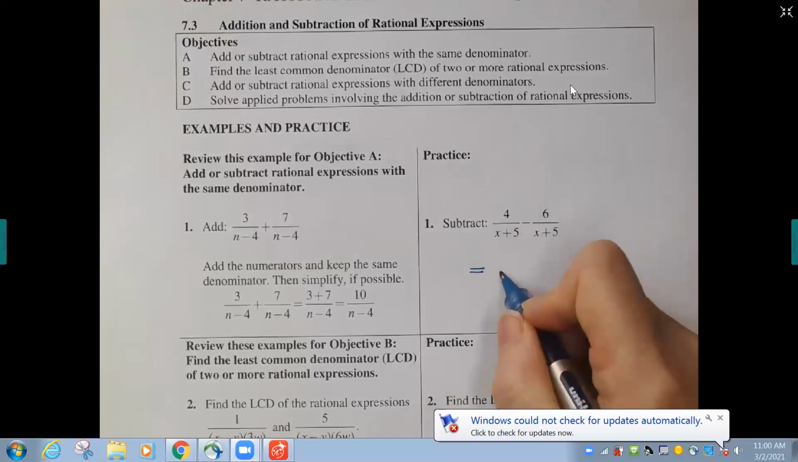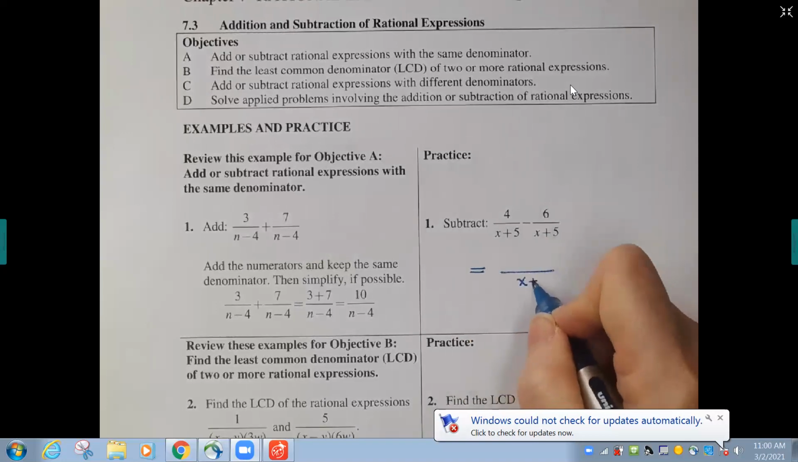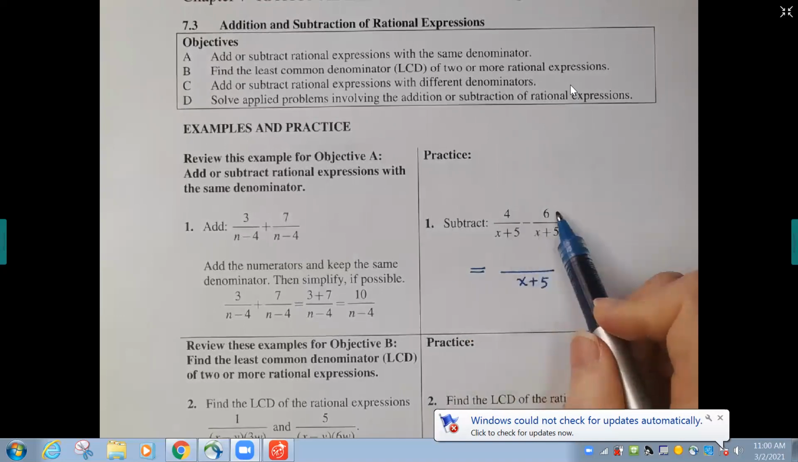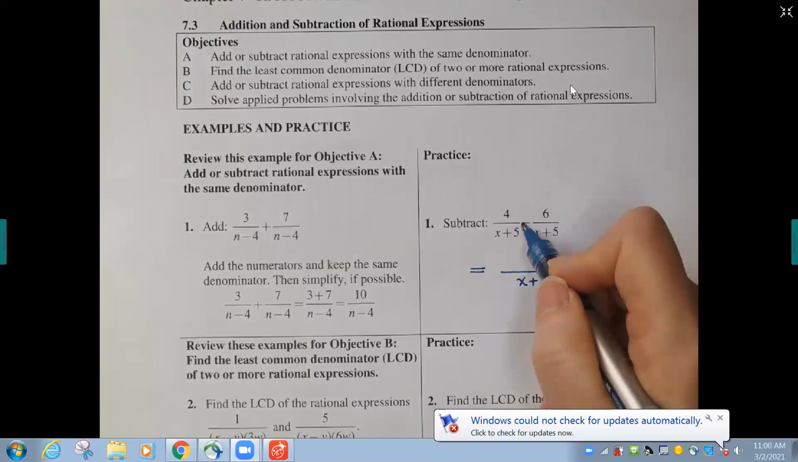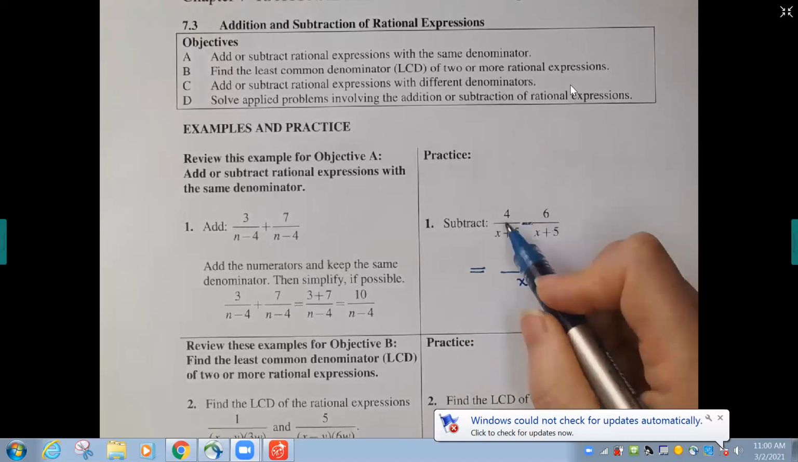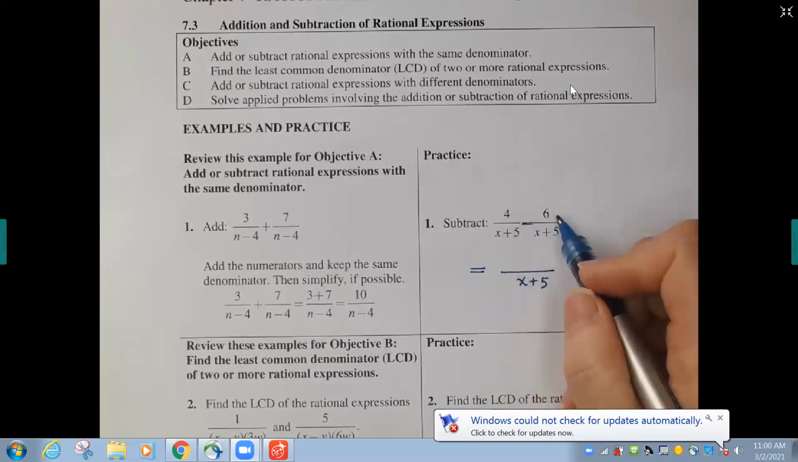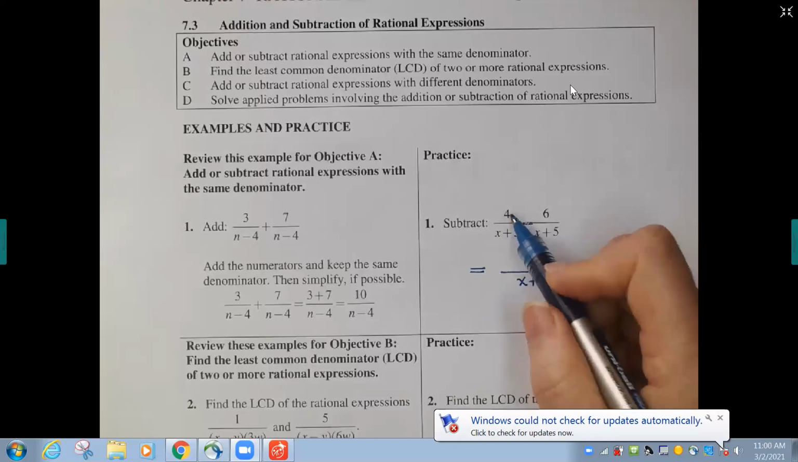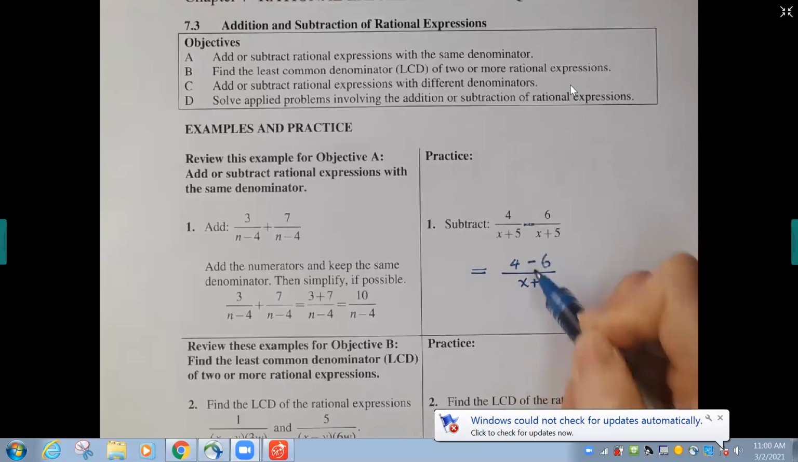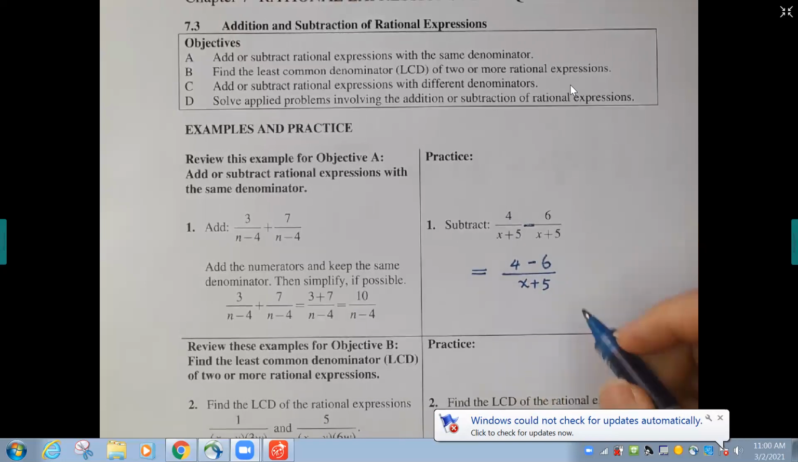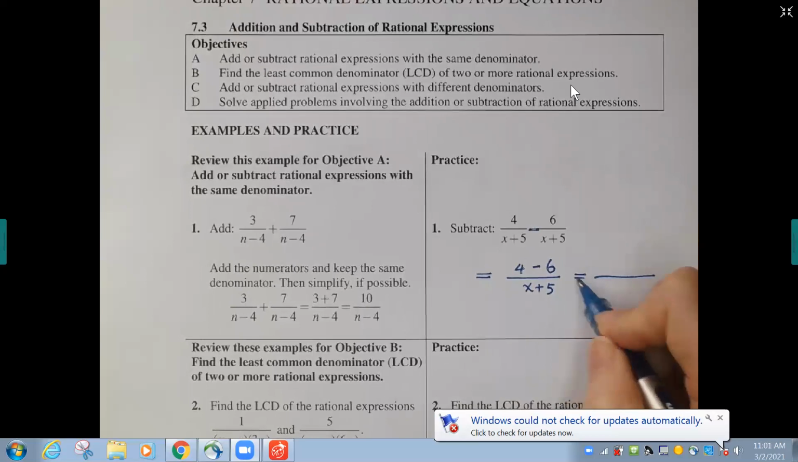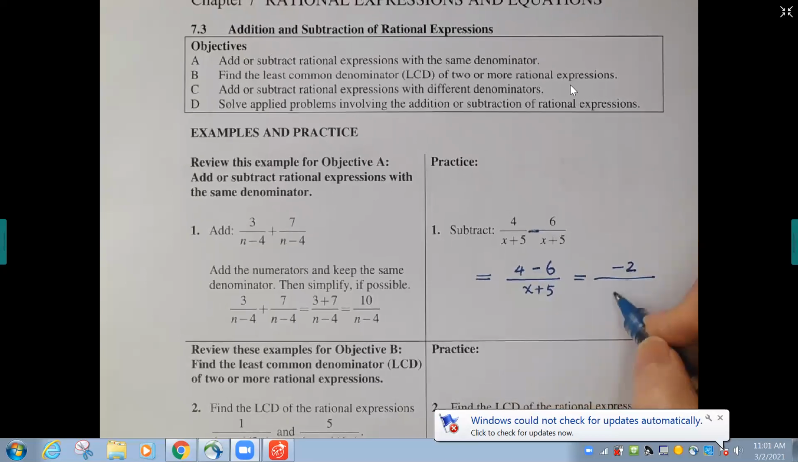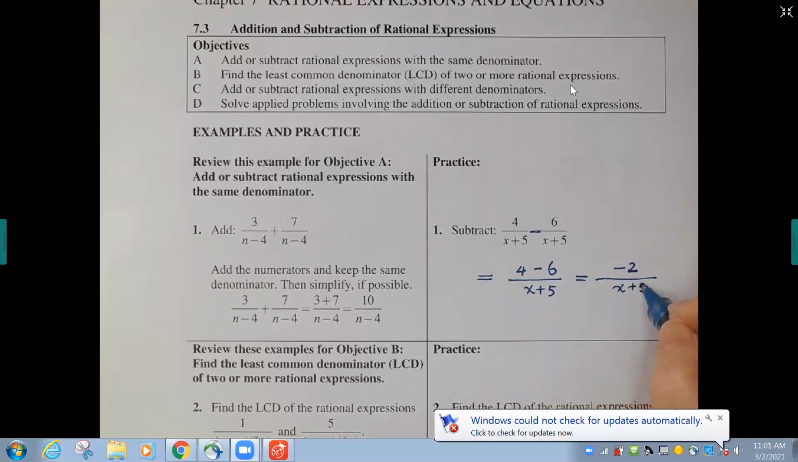Keep the common denominator, which is still x plus 5. And then what do we do? Just subtract the numerators, because this is subtraction. If I'm adding, then I add the numerators. And if I subtract, I subtract the numerators. 4 subtract 6. Then continue to simplify. The numerator turns into 4 minus 6, that's -2. And then I have x plus 5 here.